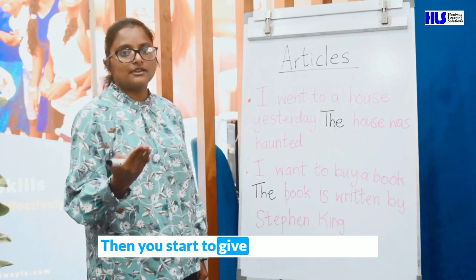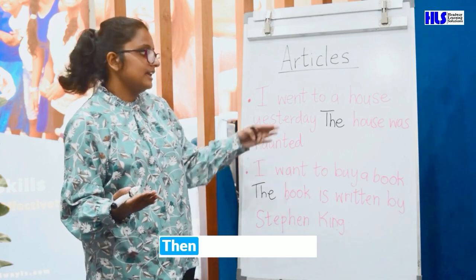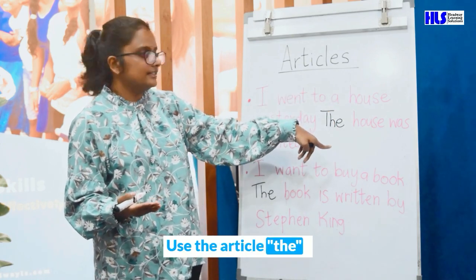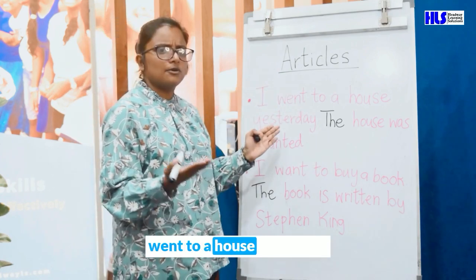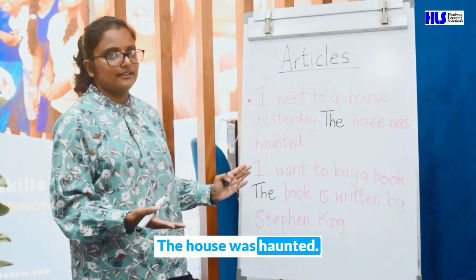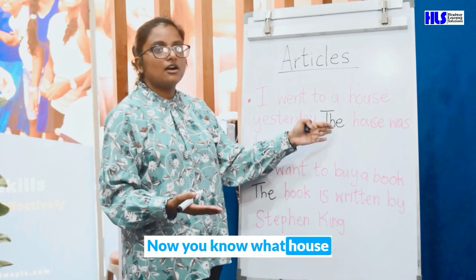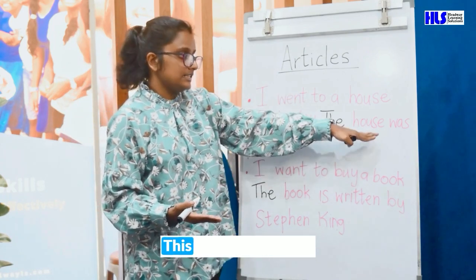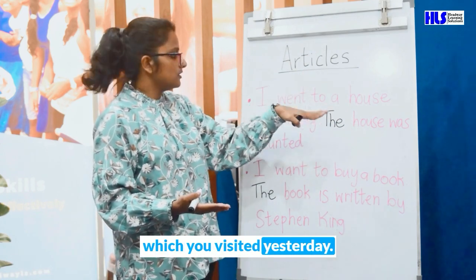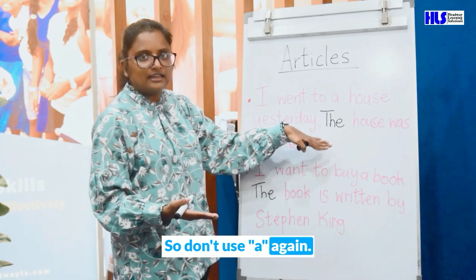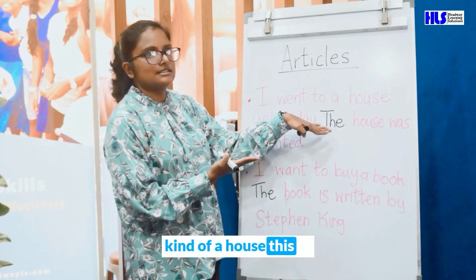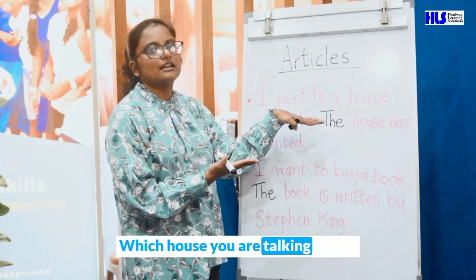Then you start to give your explanations. Then you have already introduced this house. Use the article the. I went to a house yesterday. The house was haunted. Now you know what house you are talking about. This is the same house which you visited yesterday. So don't use a again. Use the. You definitely know what kind of house this is, which house you are talking about.